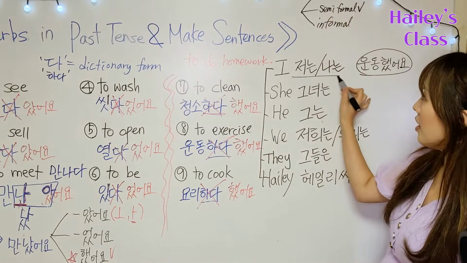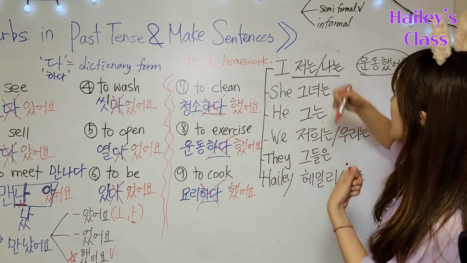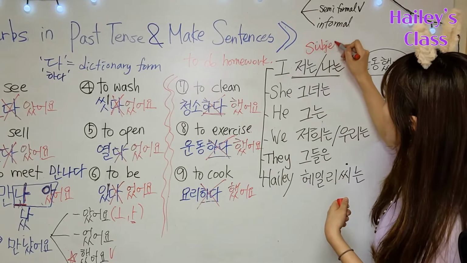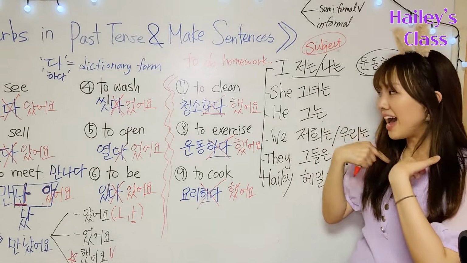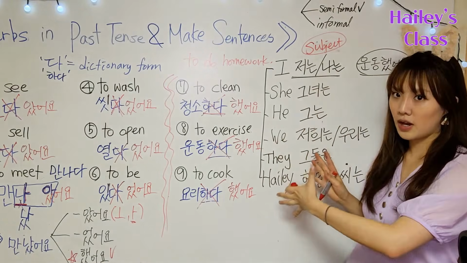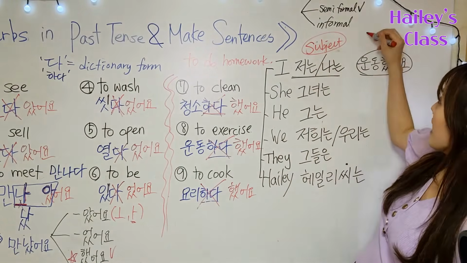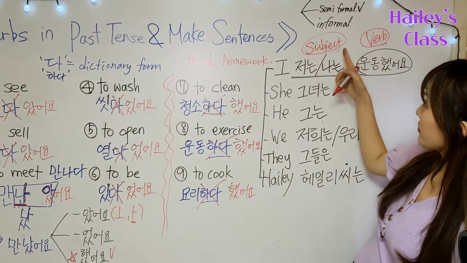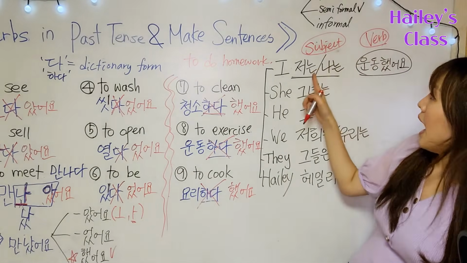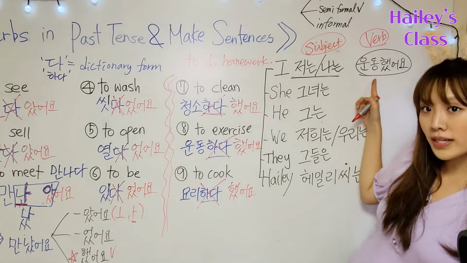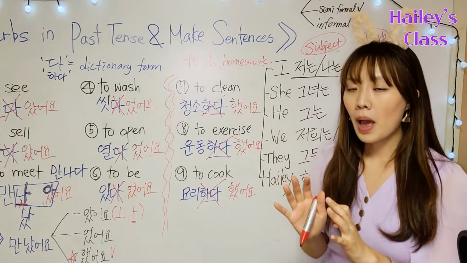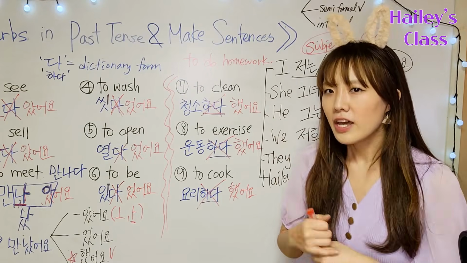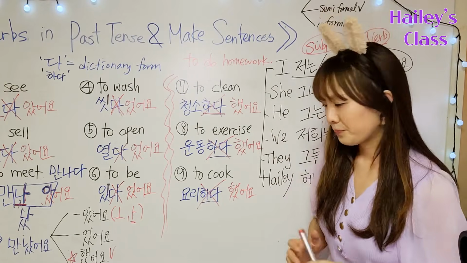So you put the who, this is called subject. So who? I, you, this is subject. Okay? So subject and then this is verb. Subject and verb. 저는 운동했어요. This is a very, very easy form. But I'm going to make a little bit of complex form.